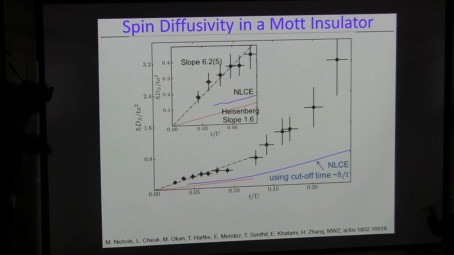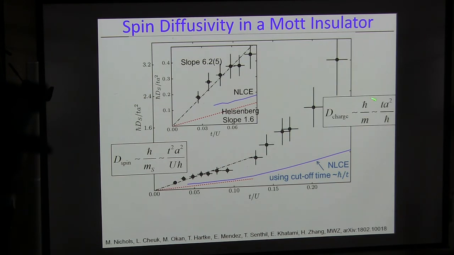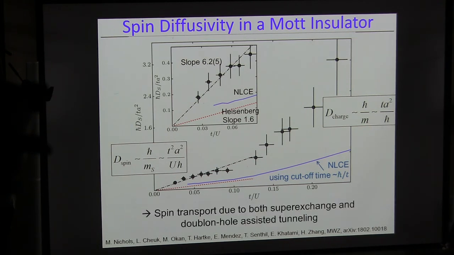Okay, this is just a zoom in on the temperature data. Basically, to summarize, here we see a spin diffusivity. You could write it as h bar over ms, where ms is sort of the mass of the spin that's transported. To be honest, this is basically the definition of ms, because what we see is just some slope proportional to t squared over U times the diffusivity of a bare fermion. Whereas over here we approach the charge diffusivity, where it's really single holes basically moving around. So that's what we think, that we have spin transport due to both super exchange and double hole resisted tunneling.